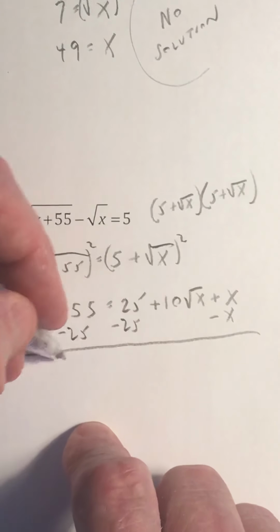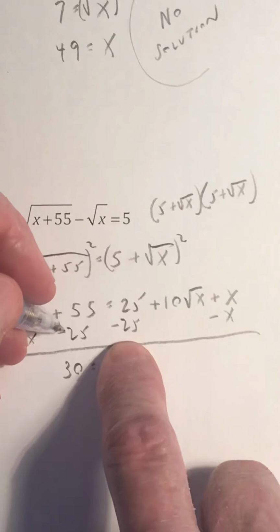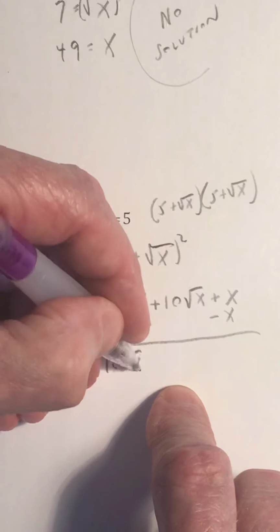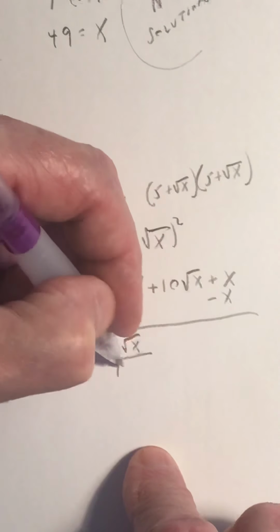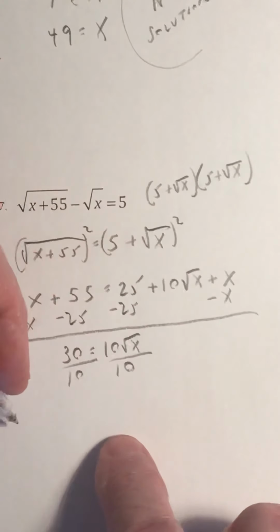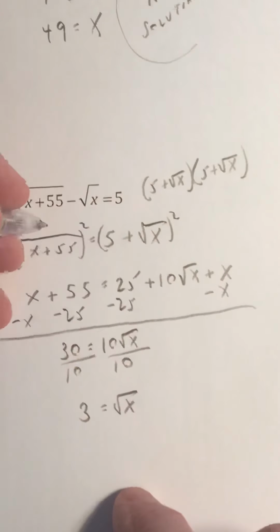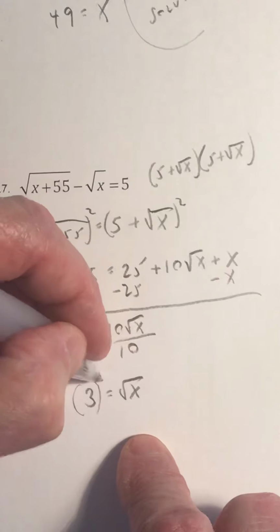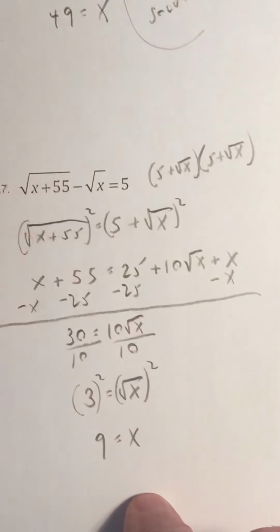55, take away 25, that's 30. And on the other side, this is 0 now. I just have 10 times the square root of x. I can get rid of this coefficient 10 by dividing by 10. So I have 3. 3 is the square root of x. Square both sides again to get rid of that second radical. And we get 9 equals x.